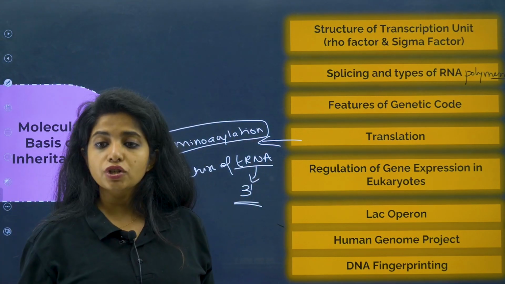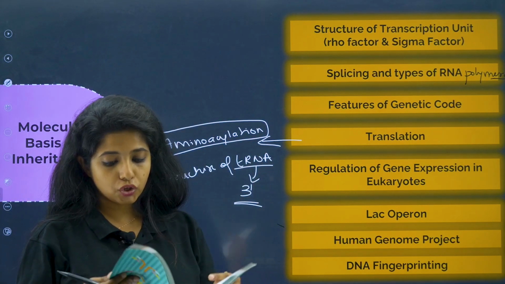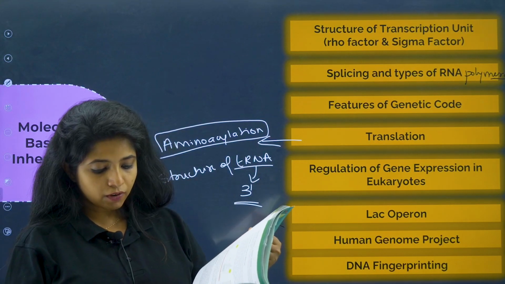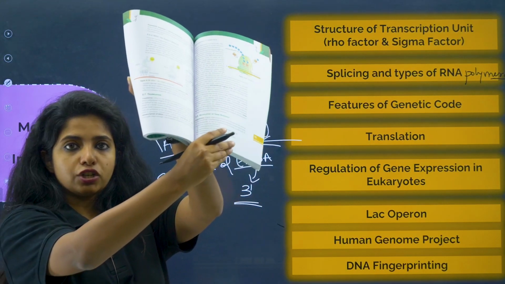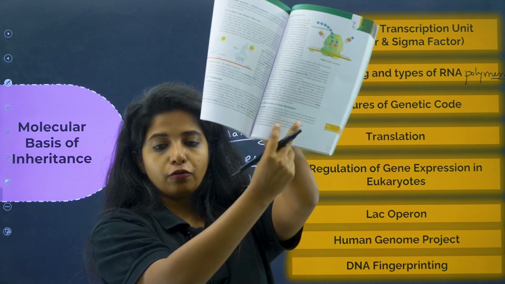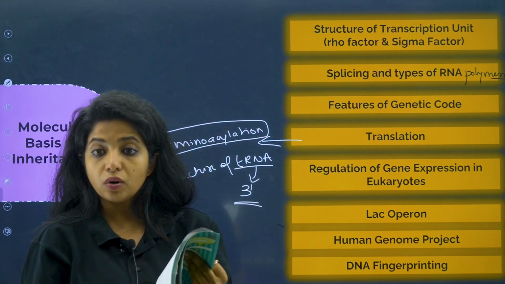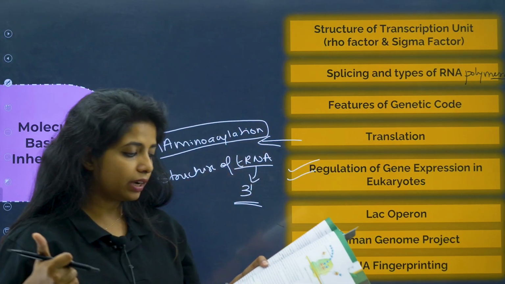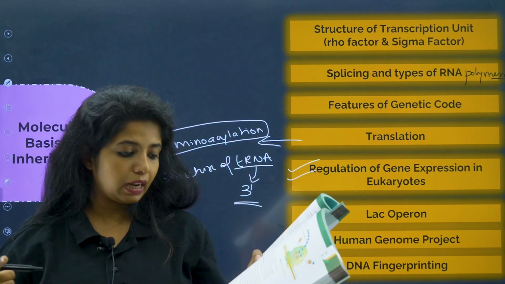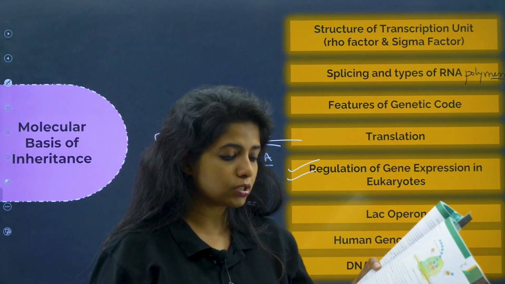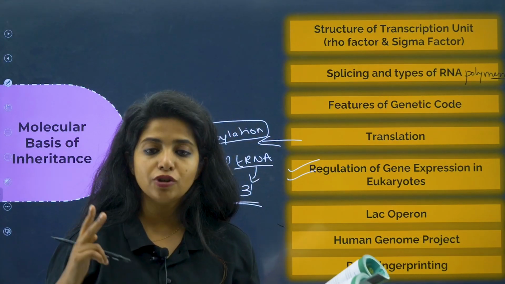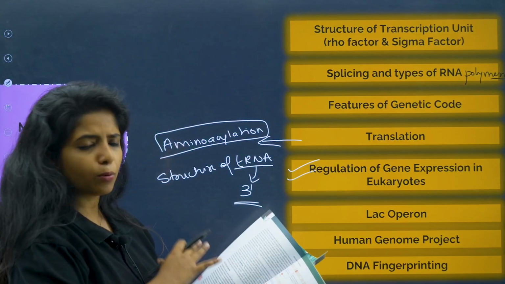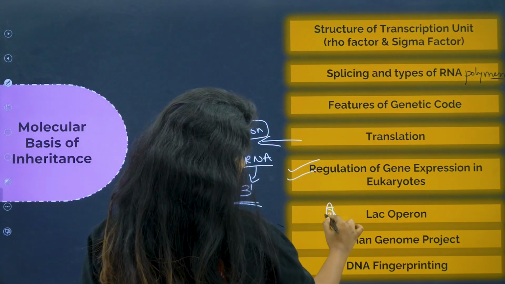Now, regulation of gene expression in eukaryotes, my dear children. How will you study this? This is given on page number 99. If you see the regulation part, there are 4 points given over here. You should know all these 4 points. Page number 99, it is really important. It is regulated at the transcription level, processing level, transport of mRNA from the nucleus to the cytoplasm, and also the translational level. Cool.